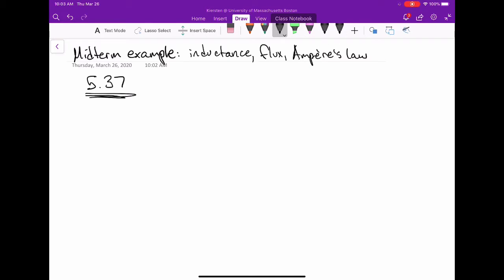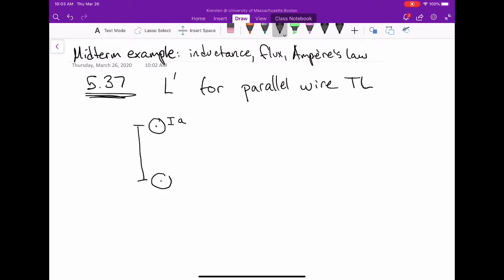The problem is, find the self-inductance per unit length, so that would be the transmission line parameter L prime for a parallel wire transmission line. So what that looks like is, if we have a cross-sectional view of this transmission line, we've got two wires. The wire radius is a, and the center-to-center distance separating these two wires is d. These wires are embedded in a medium with permeability mu.